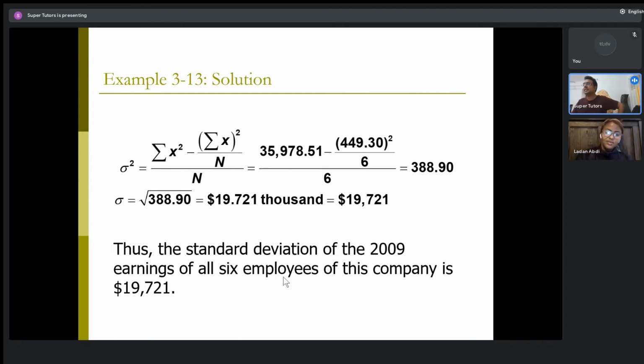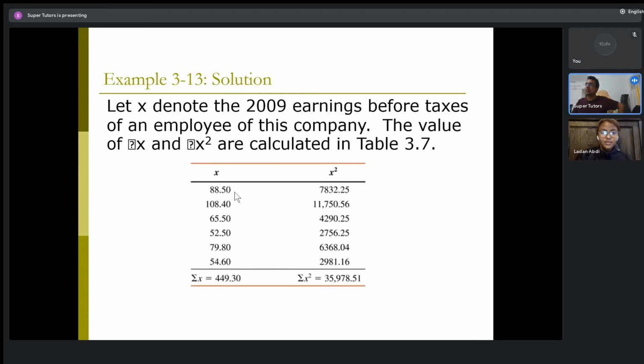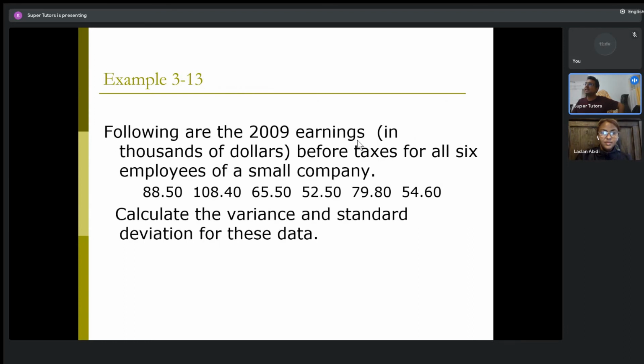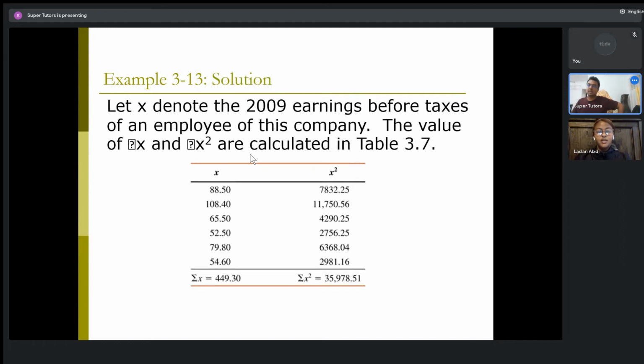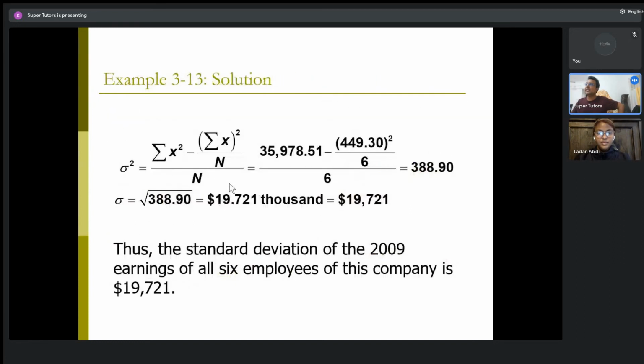So that's the standard deviation. And the data was in thousands. If you recall, we started and said that these are the 2019 earnings in thousands of dollars. So 19.721 basically means 19.721 thousand, basically 19,721, right? Perfect.